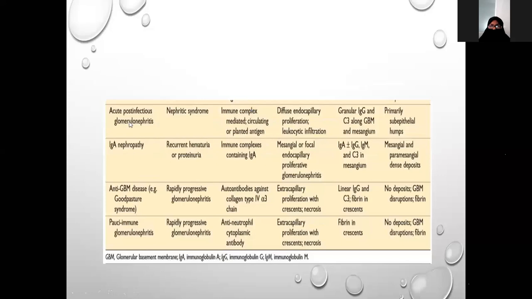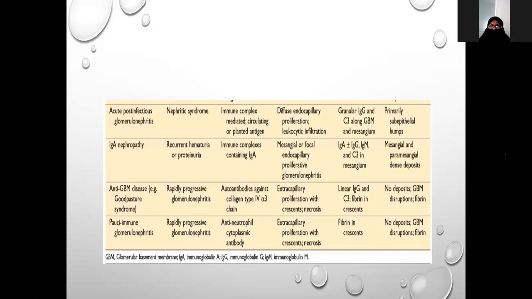Now, the most important nephritic illness is acute post-infectious glomerulonephritis. Presentation is with nephritic syndrome. That is, there is oliguria, blood pressure will be raised, and there may be some complications, say acute left ventricular failure, acute encephalopathy, and others. And also creatinine will be raised.